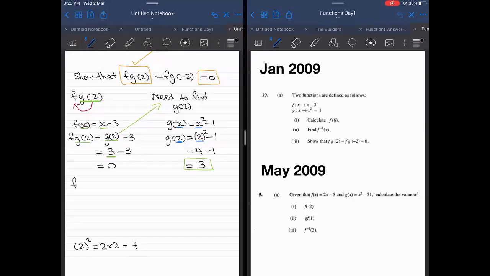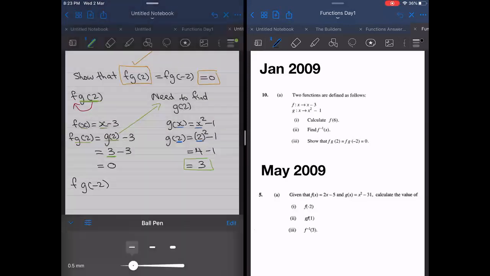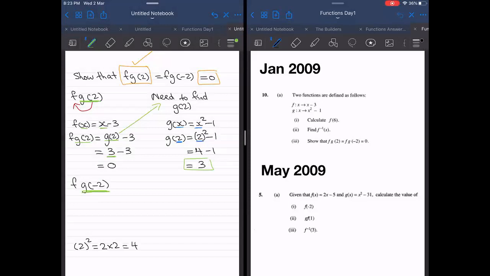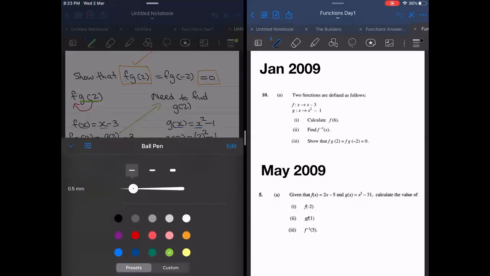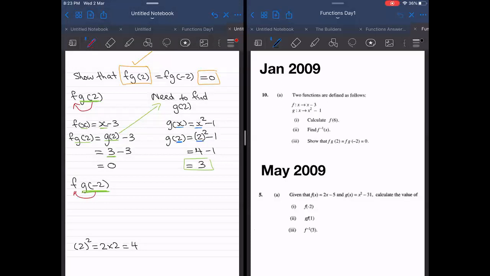So I'm going to do the same thing and try to prove that f of g of minus 2, to show them that when I put it in, I'm also getting 0. But what about f of g of 2 being 0? Is everybody okay with that? Anybody not okay? So if it's a yes, give me a yes. If it's a no, give me a no. Is everybody seeing that f of g of 2 is 0?